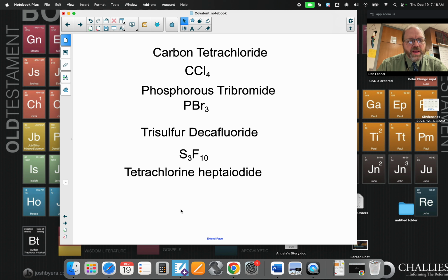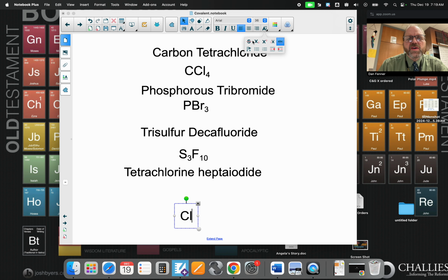And the last one, tetrachlorine, heptaiodide. So chlorine is Cl. Tetra is 4. And then iodide is I. And hepta is 7. And then that's the structure we have there. So those are those for there.